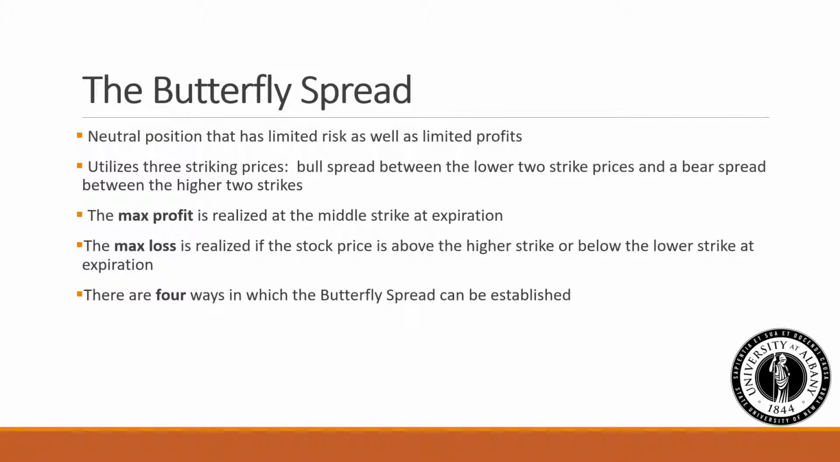It utilizes three striking prices, a bull spread between the lower two strike prices and a bear spread between the higher two strikes. The maximum profit is realized at the middle strike at expiration, and the max loss is realized if the stock price is above the higher strike or below the lower strike at expiration. There are four ways in which the butterfly spread can be established.